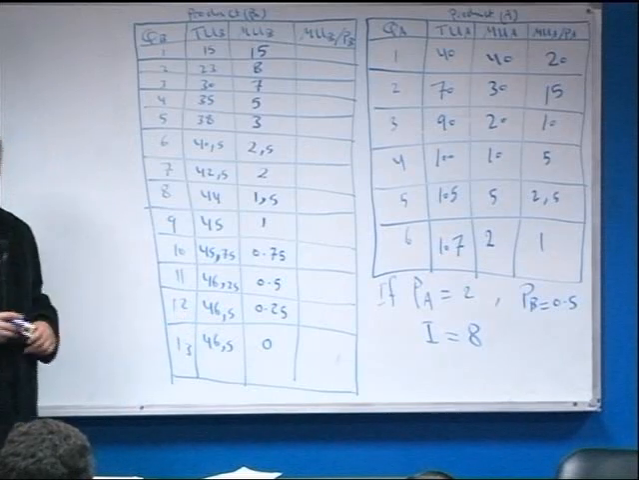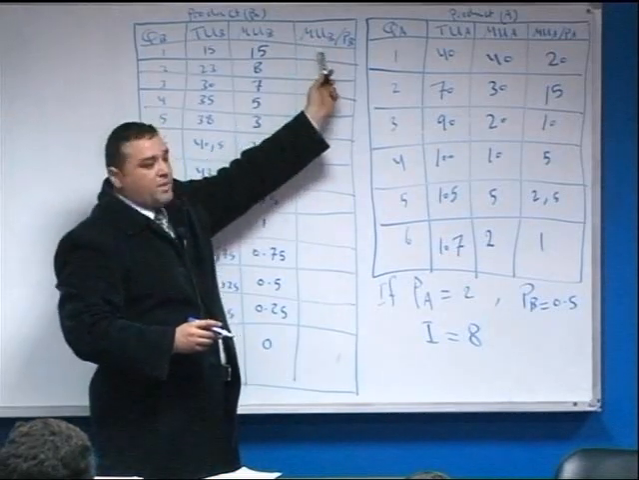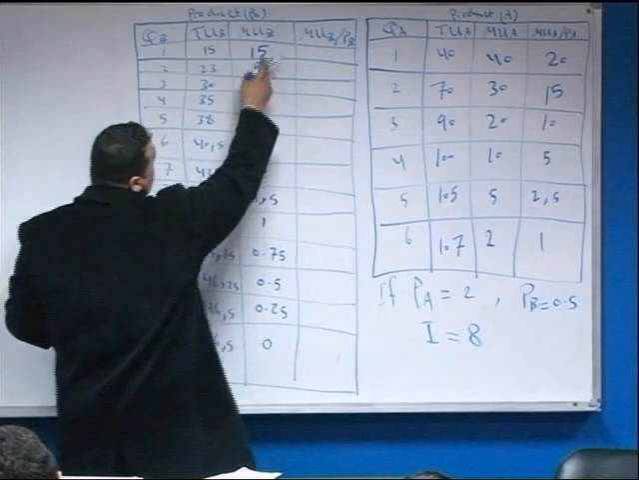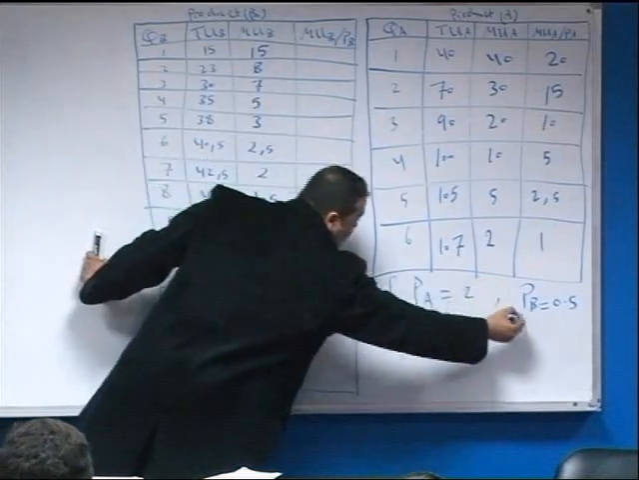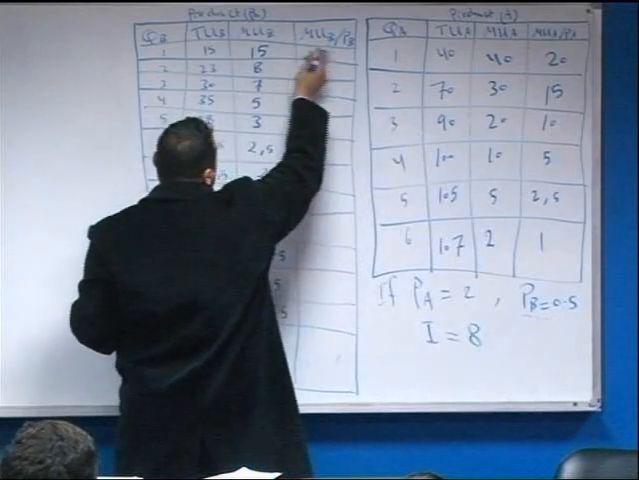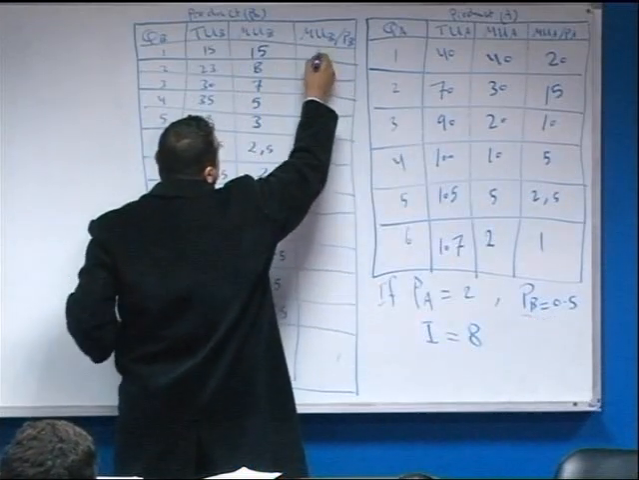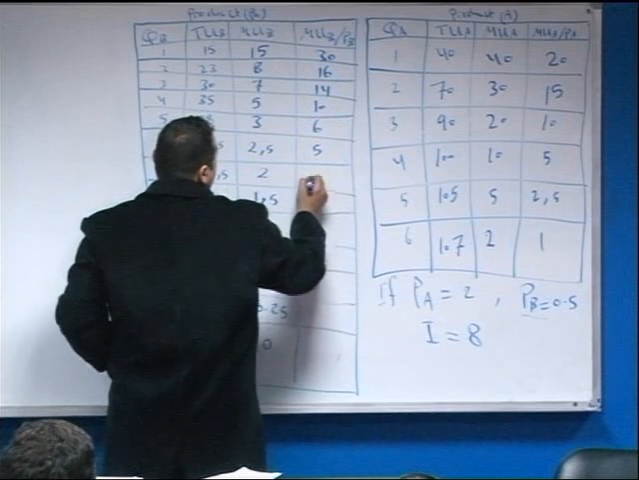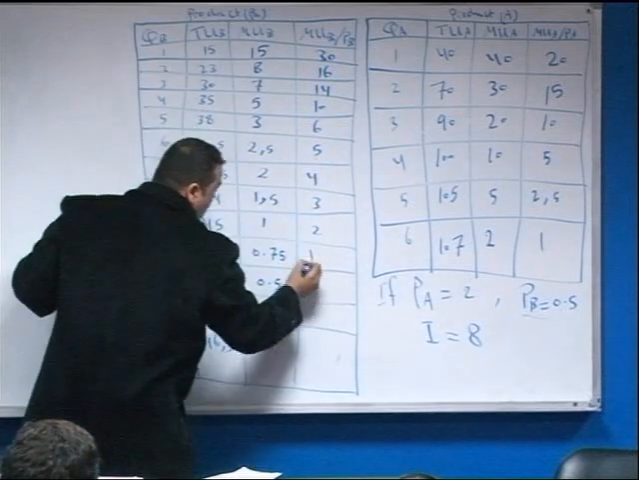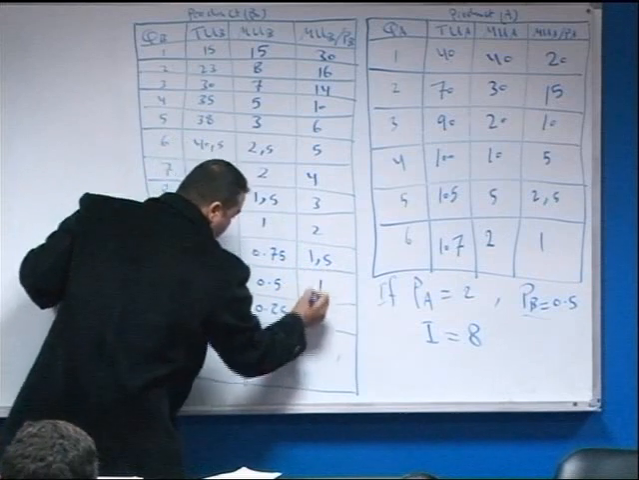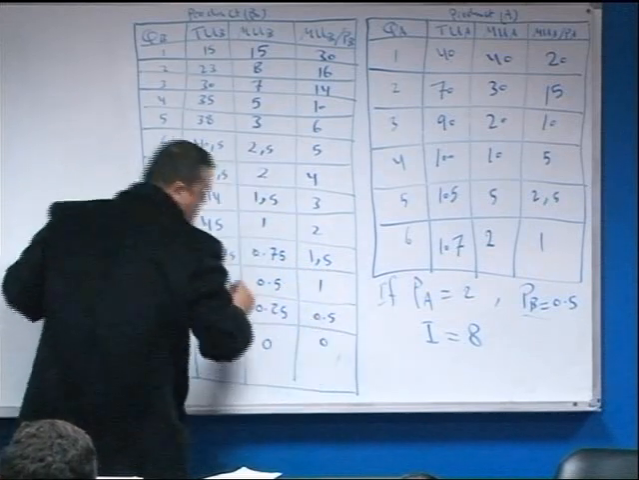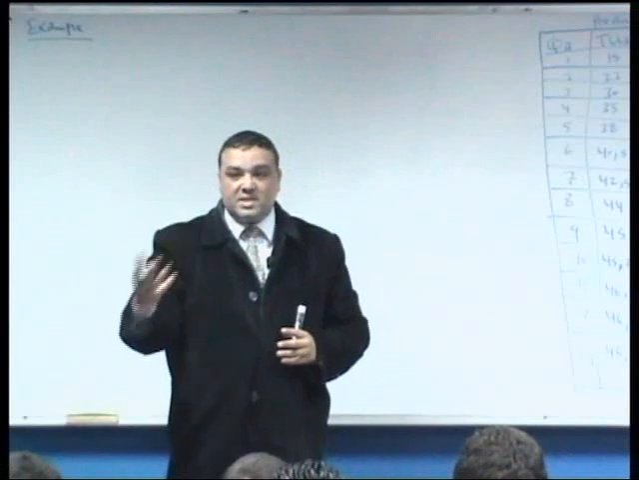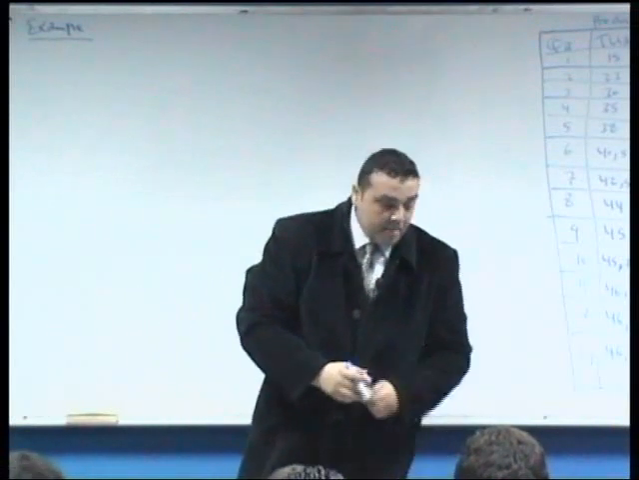To calculate the marginal utility for the last dollar spent on product B, it is MUB over PB. 15 over half, which is 15 times 2. So: 30, 16, 14, 10, 6, 5, 4, 3, 2, 1.5, 1, 0.5, 0. Right?